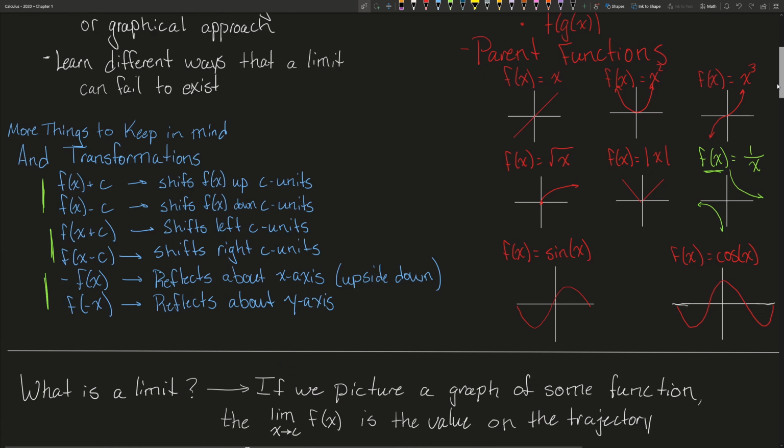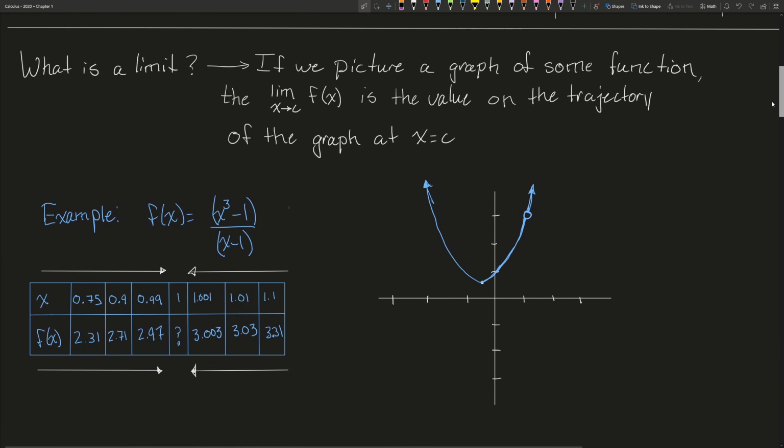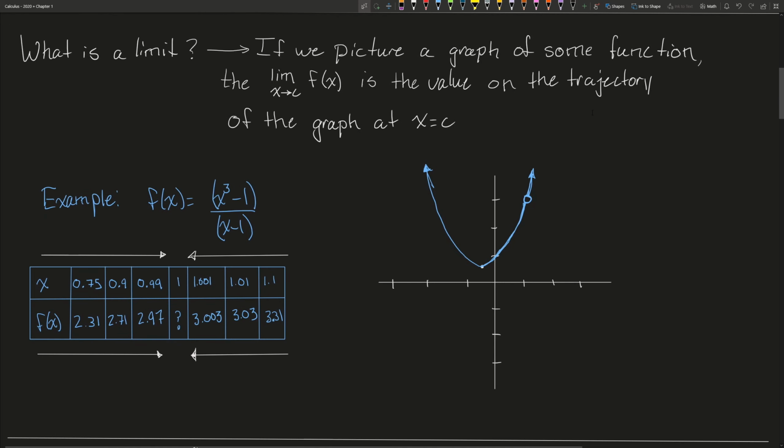So what is a limit? If we picture a graph of some function, the limit as x approaches some value c of that function is the value on the trajectory of the graph at x is equal to c. So let's say, for example, that we have the function x cubed minus 1 divided by x minus 1.